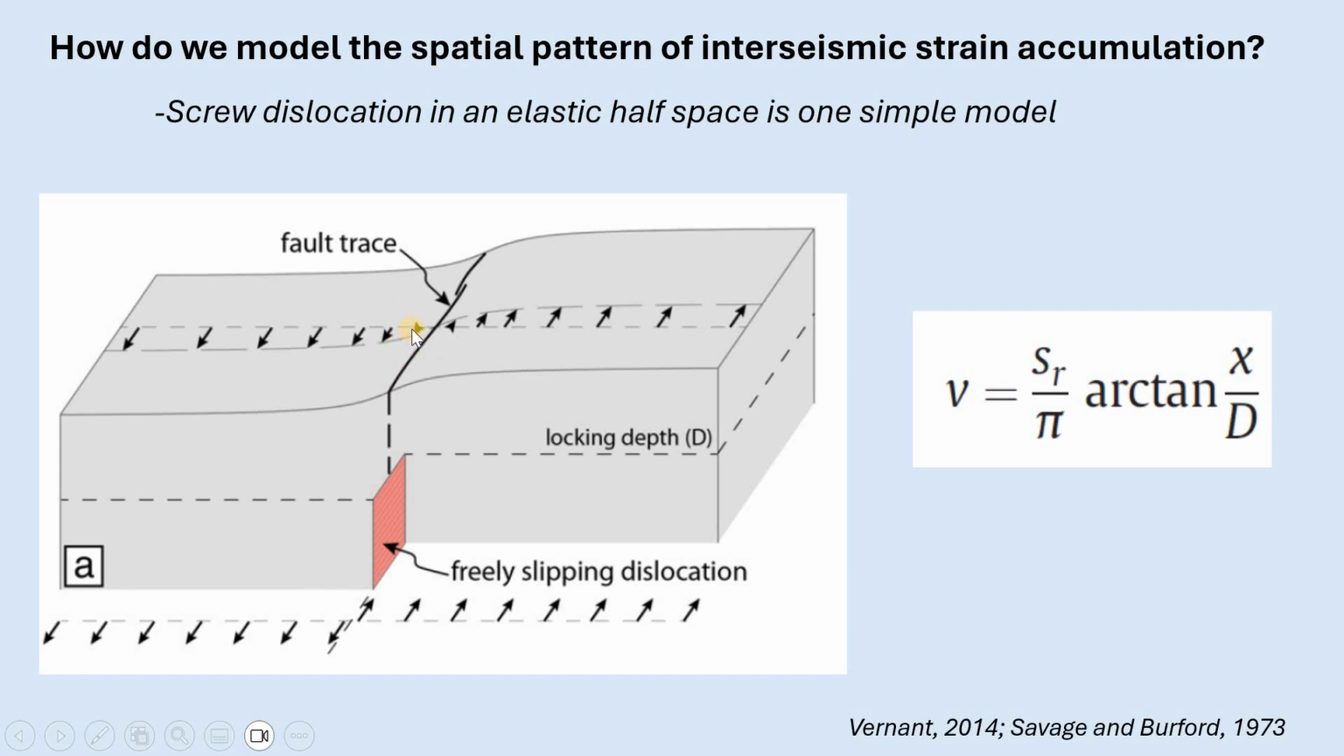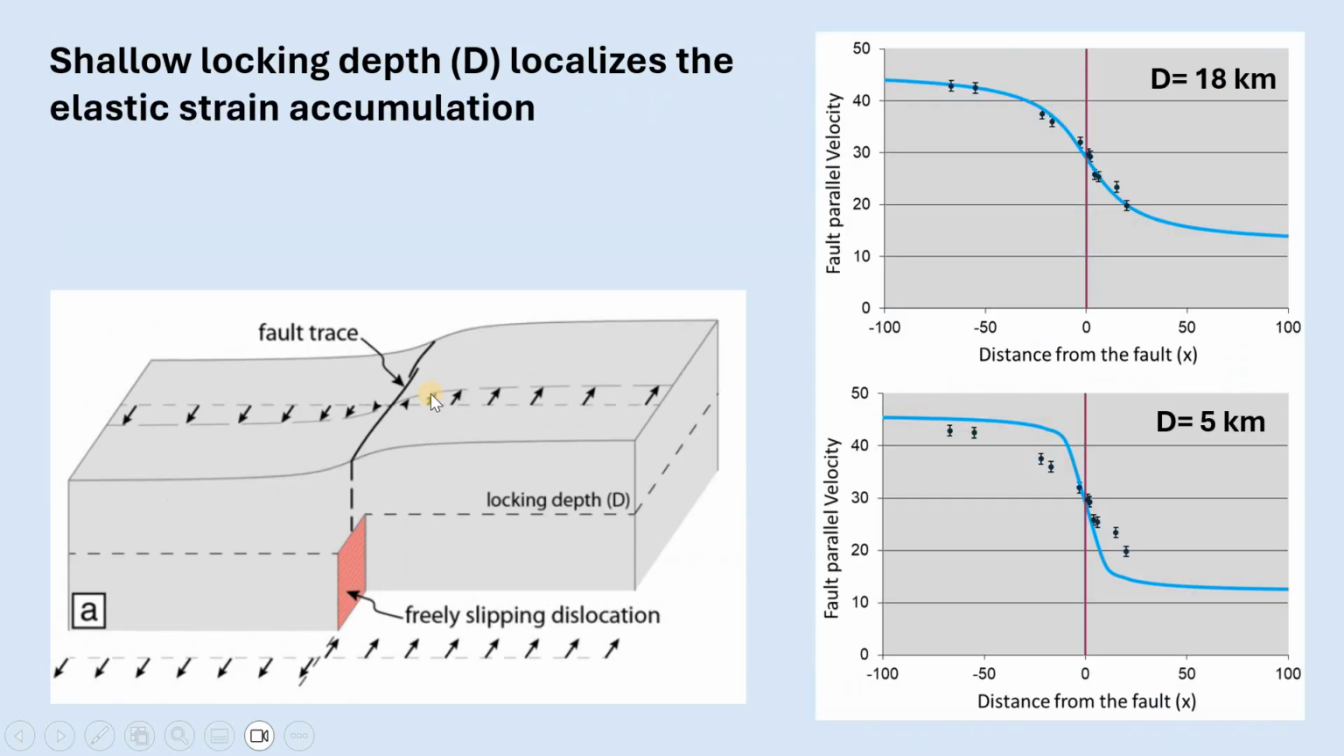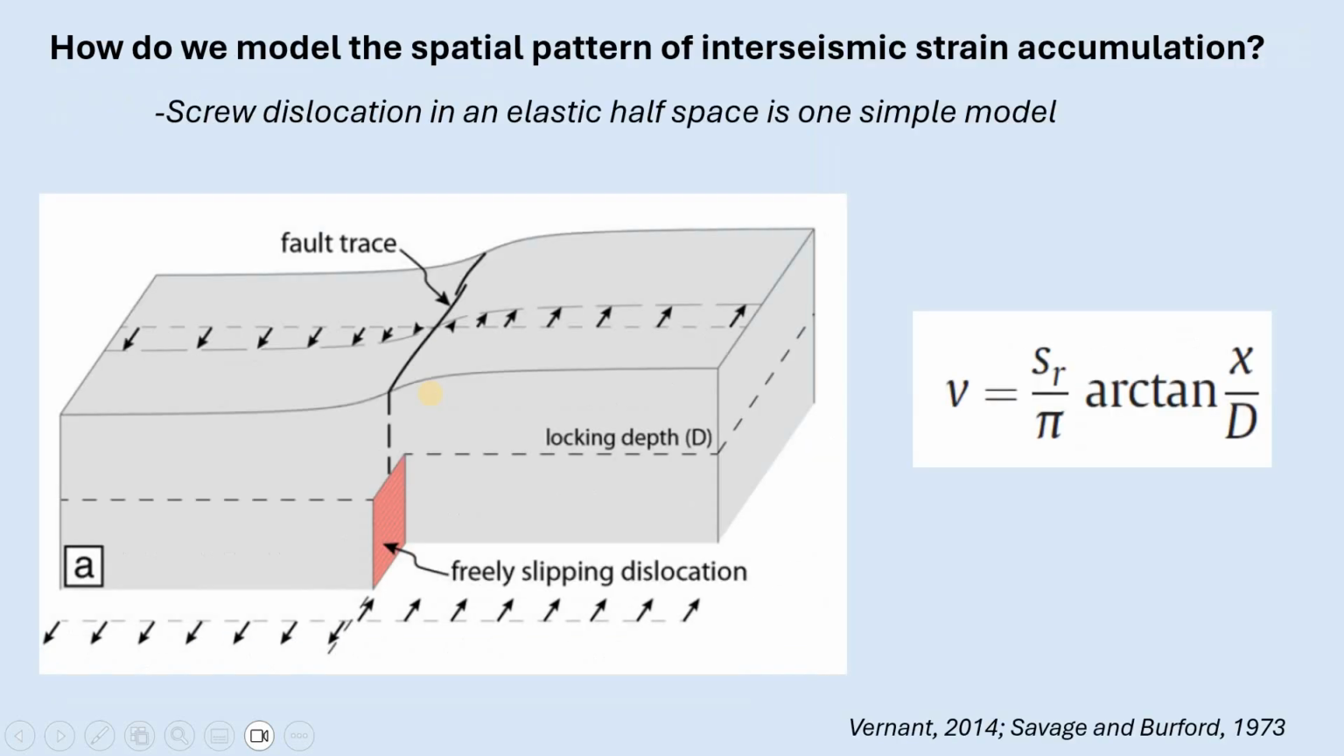So first, what is a half space? That's very easy. A half space just refers to some total space that is cut in half by a plane. So that just says, okay, we're going to assume the fault is a plane that's cutting our space in half, and the space has constant properties throughout.